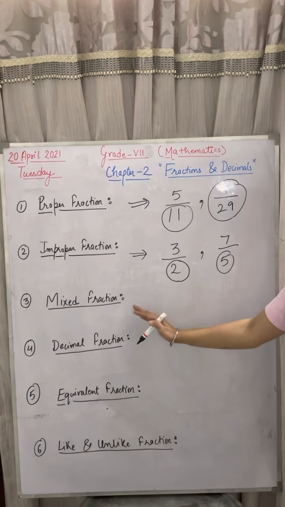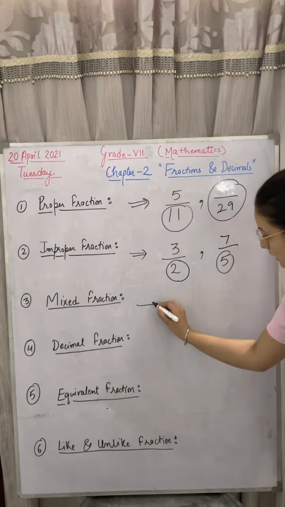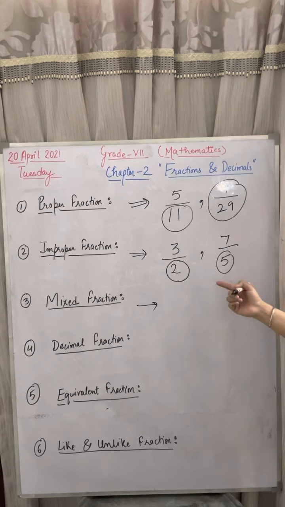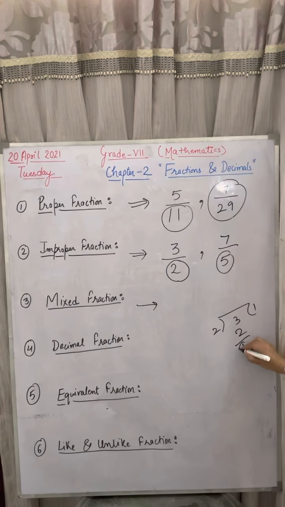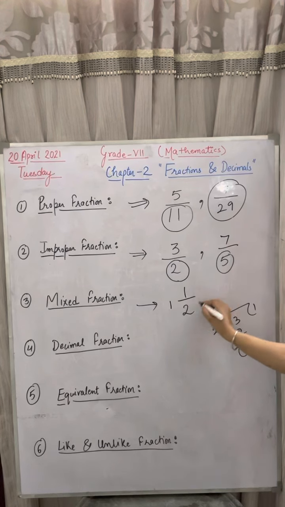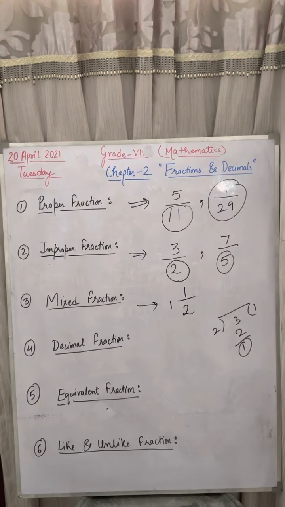Now, mixed fraction. In the mixed fraction, you have to write your fraction in this way. Suppose 3 by 2. Divide 3 by 2. 2 ones are 2. What is left? 1. So this 1 will come here, and this 2 will come here. This is your mixed fraction.